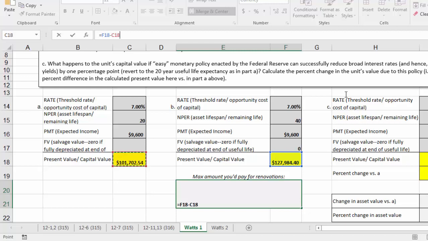I'm going to subtract from it the capital value without the renovations, and there we go. It's just that difference in valuations. Like I said, if we can do those renovations for 15,000, they're going to create 26,000 worth of value for us. And this is how you want to think about spending and investing in this kind of project.